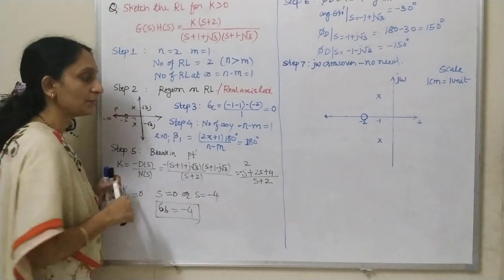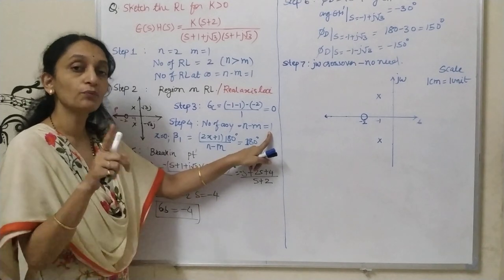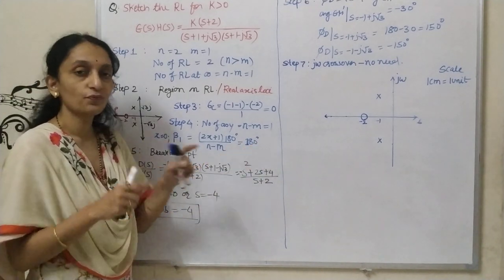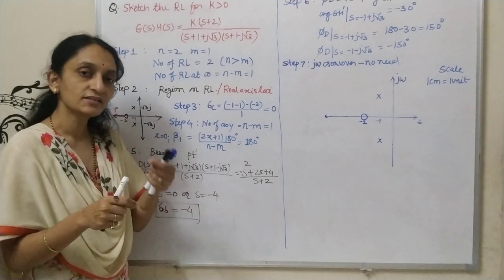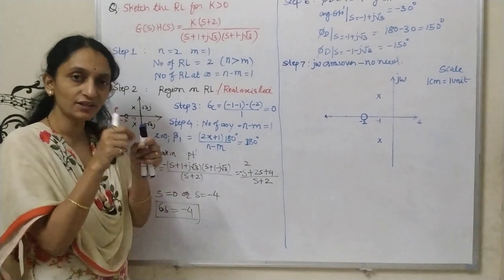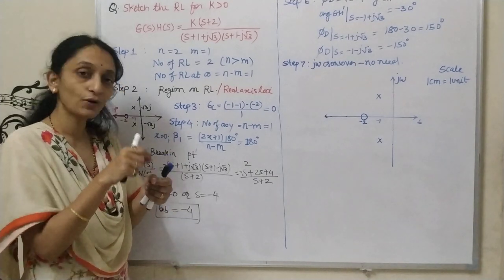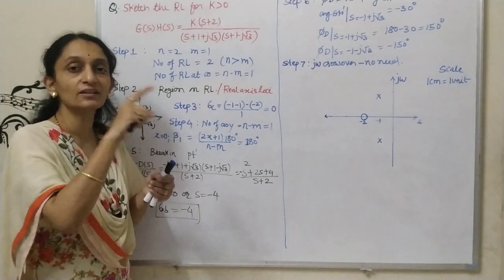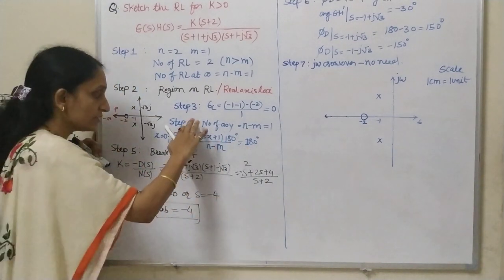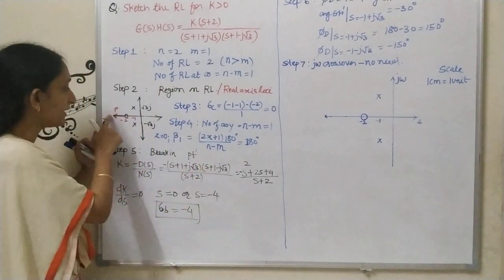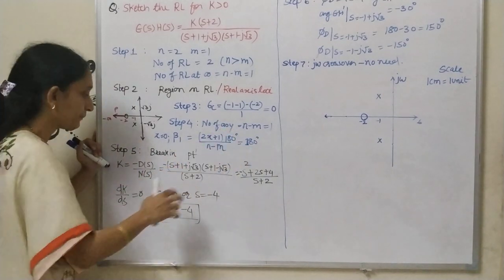Next, step number 4, the number of asymptotes. Here n minus m is equal to 1, so there will be only one asymptote. For drawing one asymptote, the centroid is not required. The centroid gives you the point of intersection, the center of asymptotes, the point from which we draw the asymptotes. But here, just to show the 180 degree line, the centroid is not required. The negative x-axis itself is the 180 degree line. I hope you are getting this.